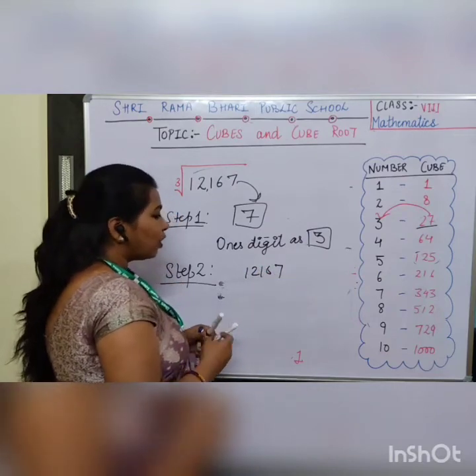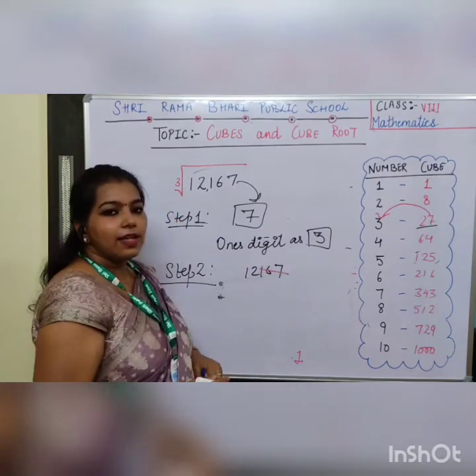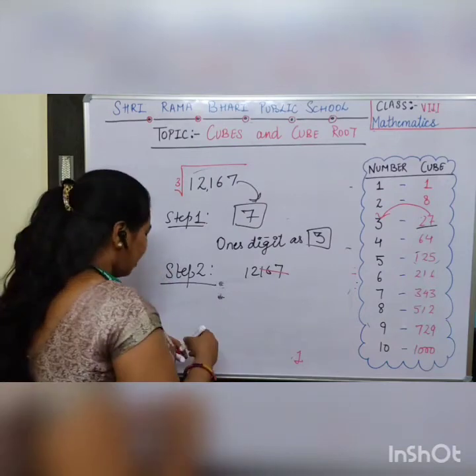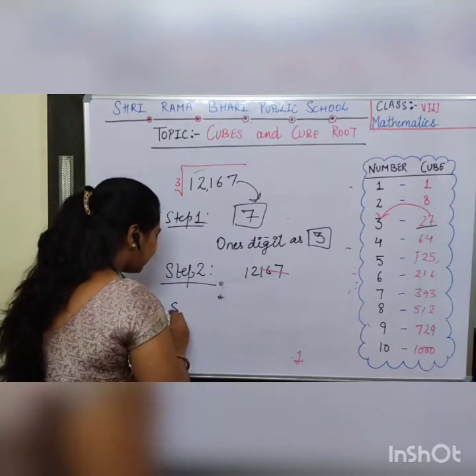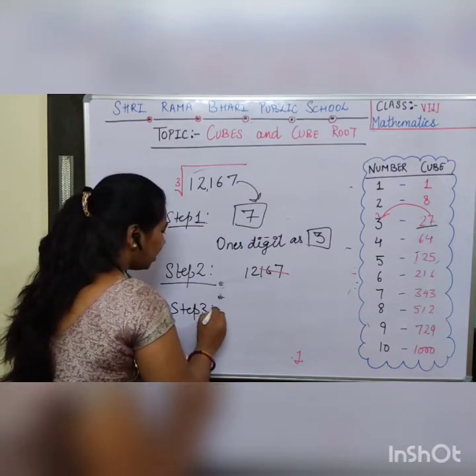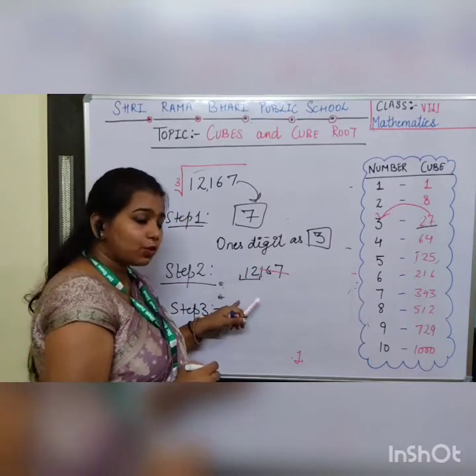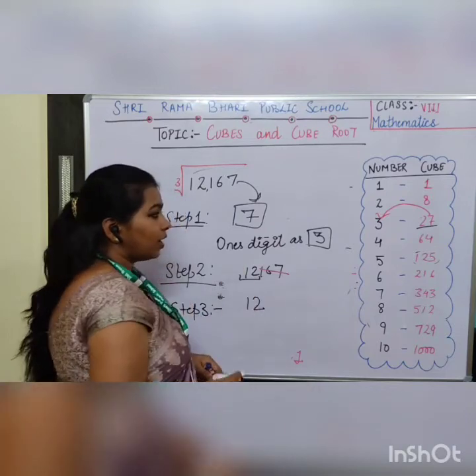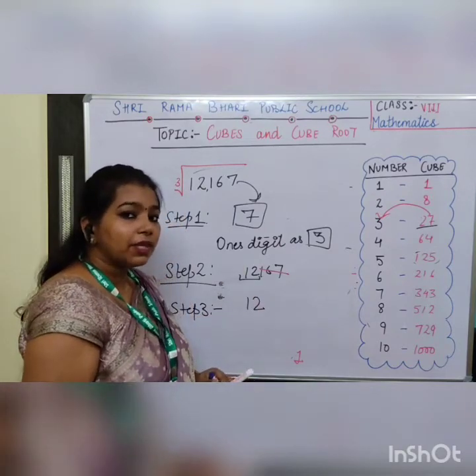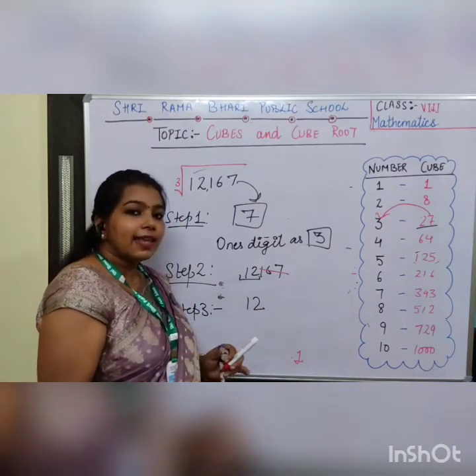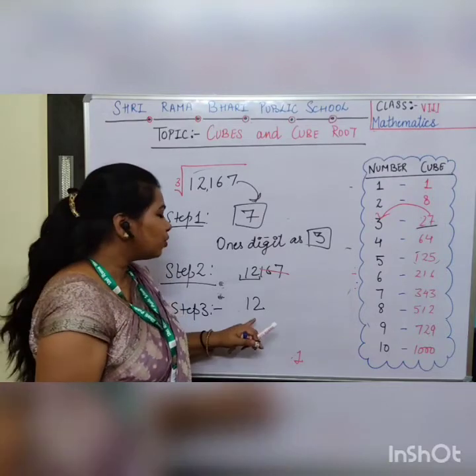Now step number 2, as we discussed in the previous example, for 12167: we strike out the last 3 digits. Now the last step: we are left with 12 after step 2. So we have to find the number whose cube is less than or equal to 12.